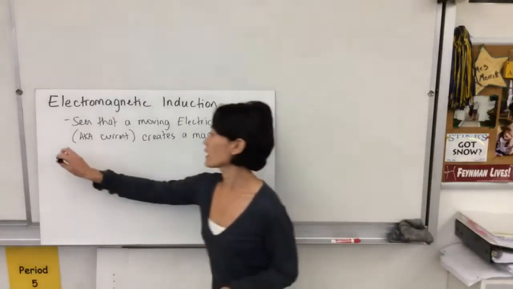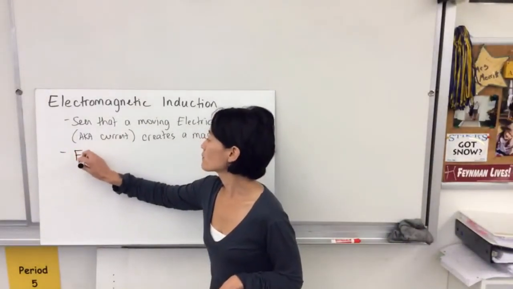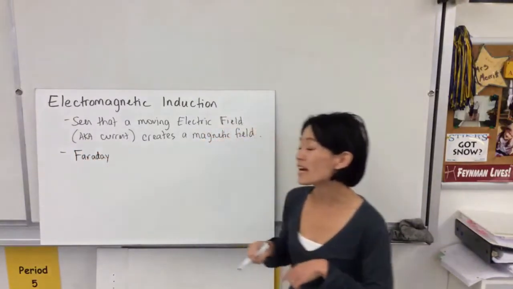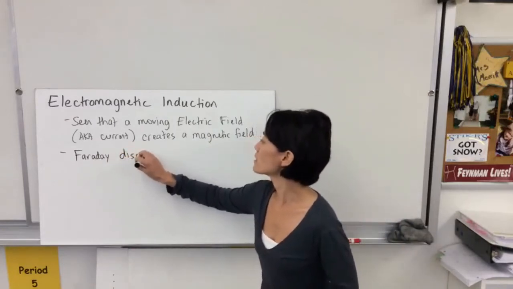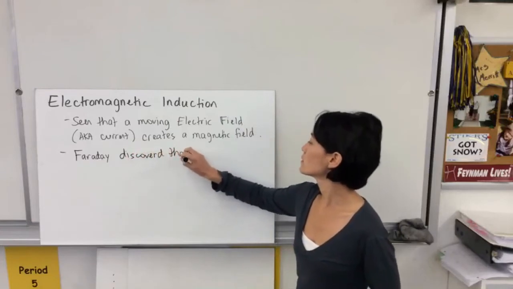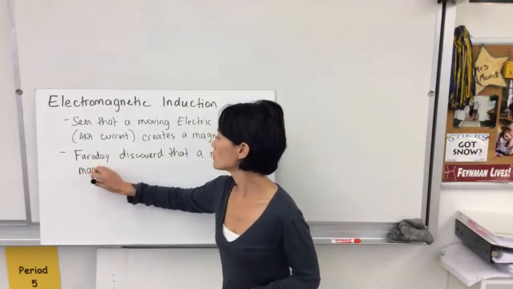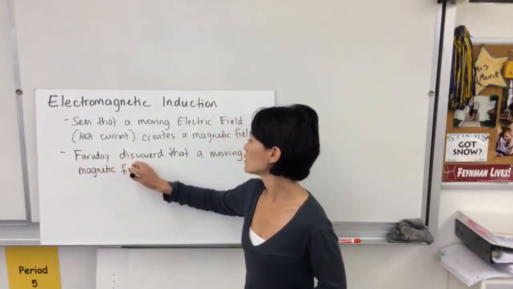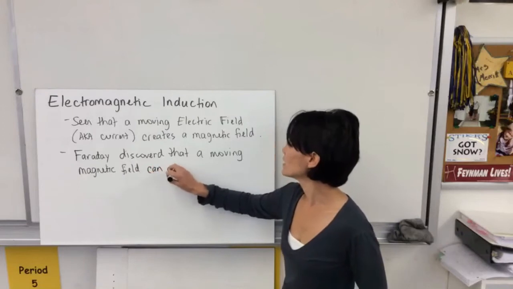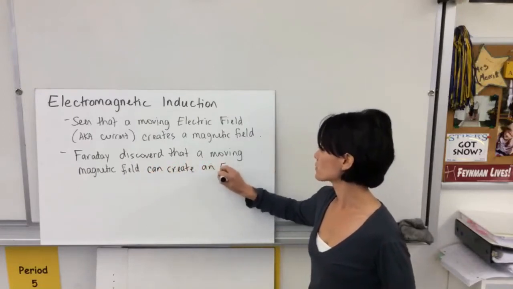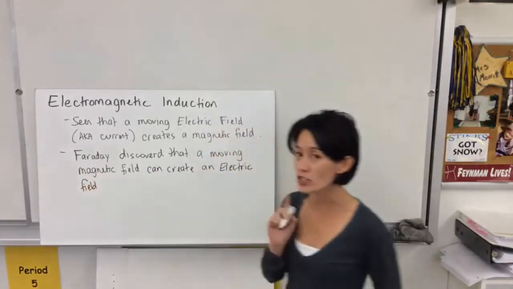And a guy by the name of Faraday, and yes, it's important to know who did this, discovered that a moving magnetic field can create an electric field.